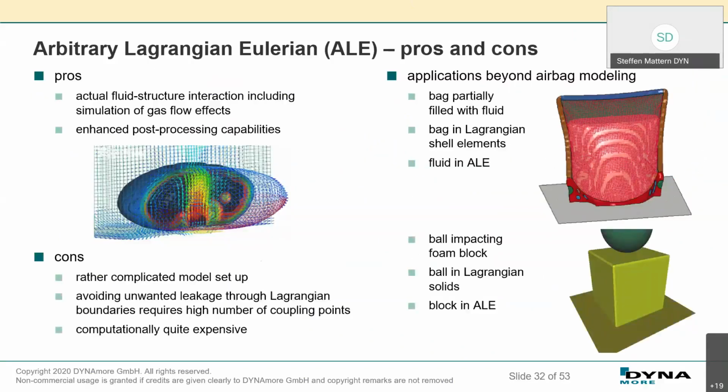Okay, let's now conclude ALE. I like to start with the pros again. It's beneficial to discretize the fluid domain and to compute real fluid structure interaction here, since the uniform pressure approach is clearly wrong in the early phase of the deployment. This assumption of uniformly distributed pressure is just not right in the beginning.